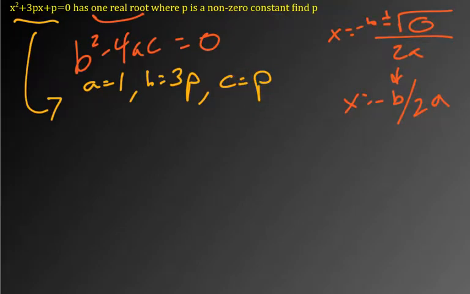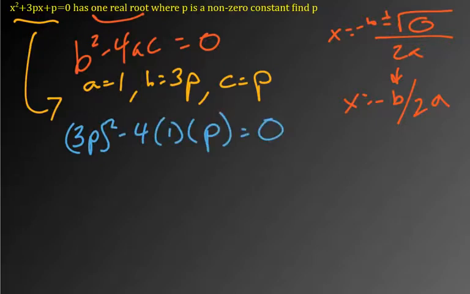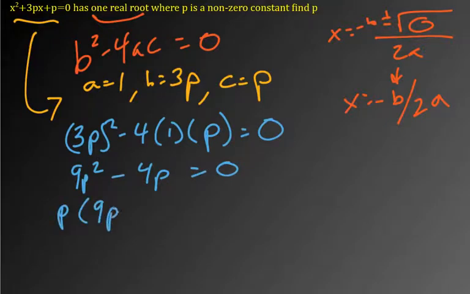So we should have enough stuff then to just go plug things in. So B is 3P, A is just 1, C is P. And if we just go set that thing equal to 0, we should be able to find P. So we get 9P squared minus 4P. I would just factor out a P. It's the easiest way to solve this thing.